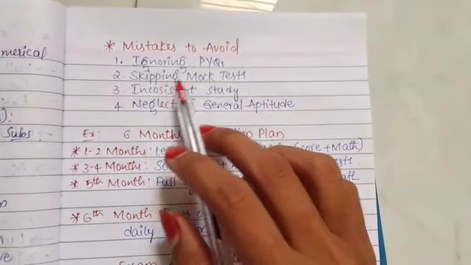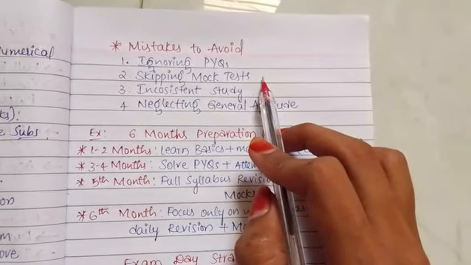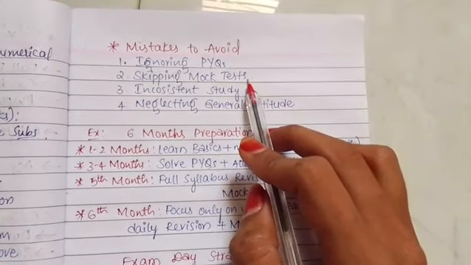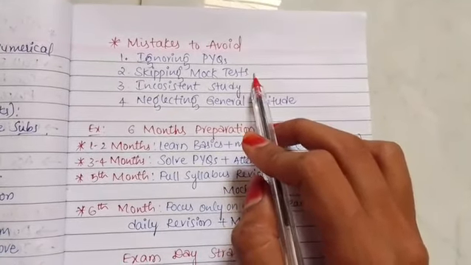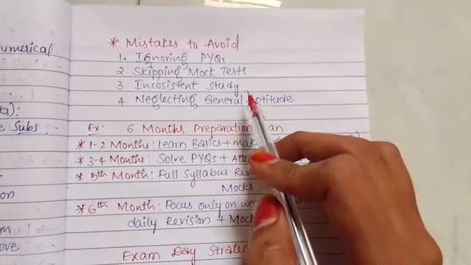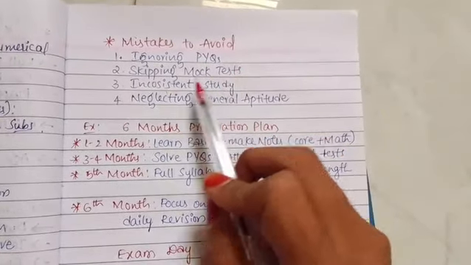And the second one is skipping the mock tests. Don't skip the mock test. Daily try to take 10 to 20 minutes of mock test, that is enough. Later on, you have to increase the mock test timings and take the full mock tests.